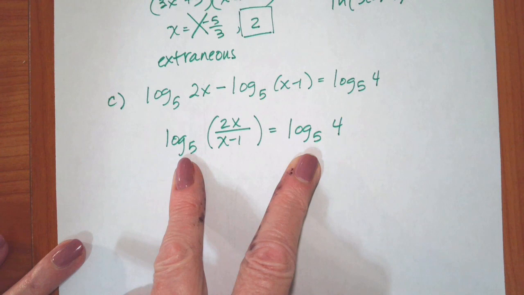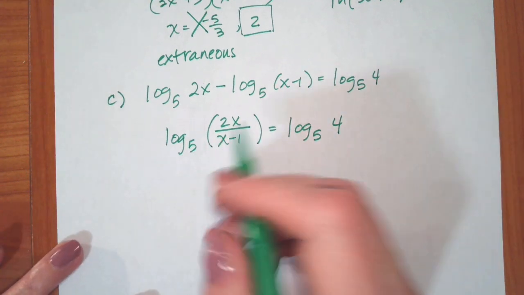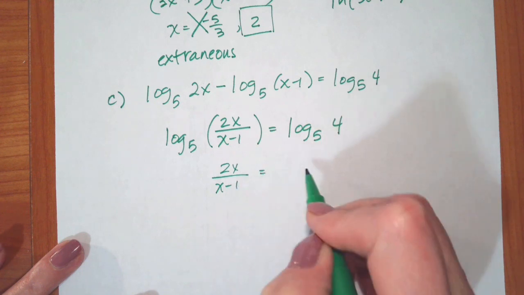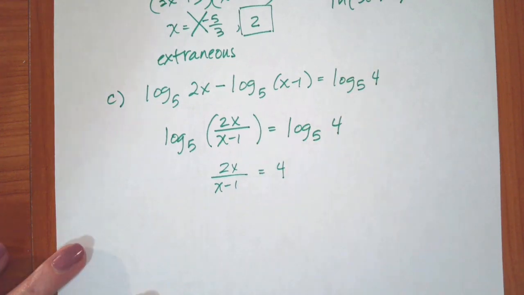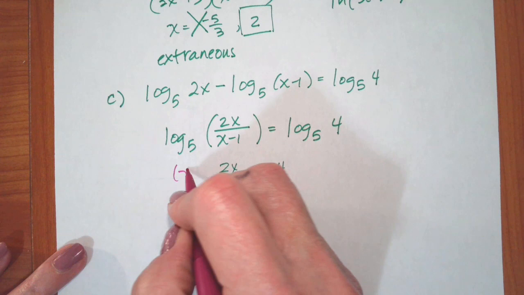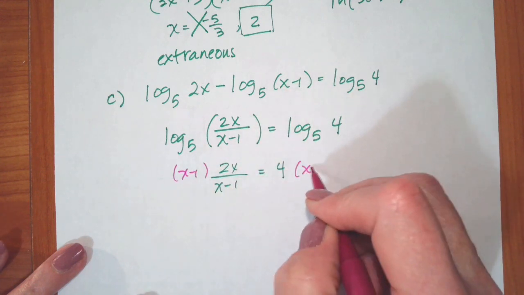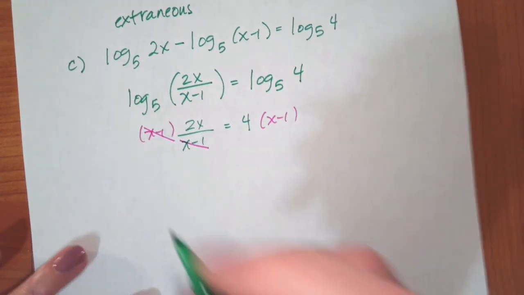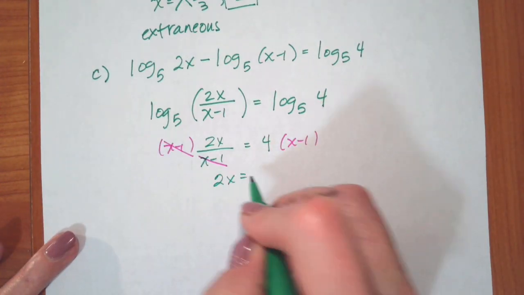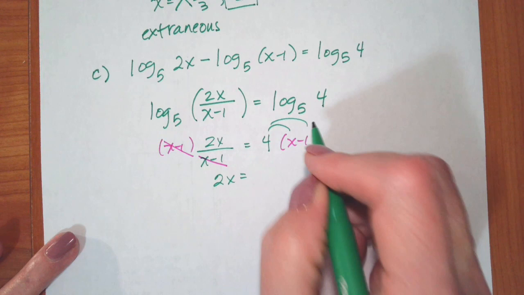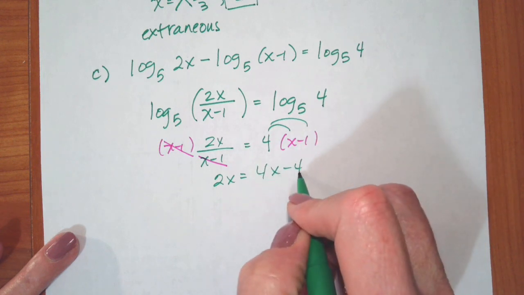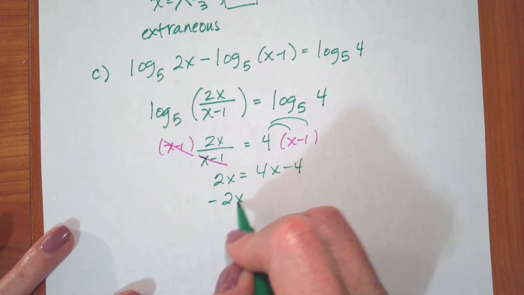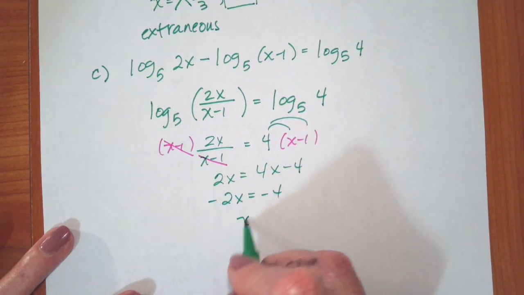All right, bases are the same, so the arguments have to be equal. So 2x over x minus 1 is equal to 4. So I'm going to multiply both sides by the least common denominator. That cancels out. I get 2x is equal to, and let's go ahead and distribute, 4x minus 4. So that gives me negative 2x is equal to negative 4, so x is equal to 2.